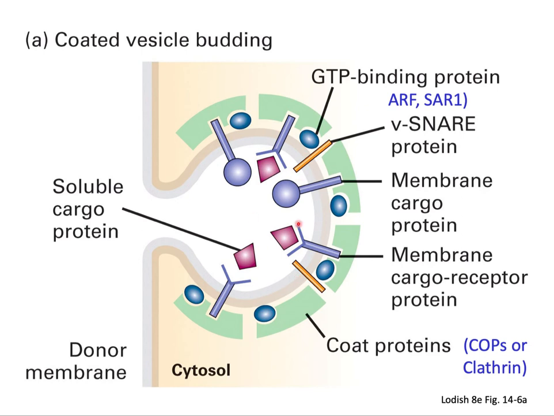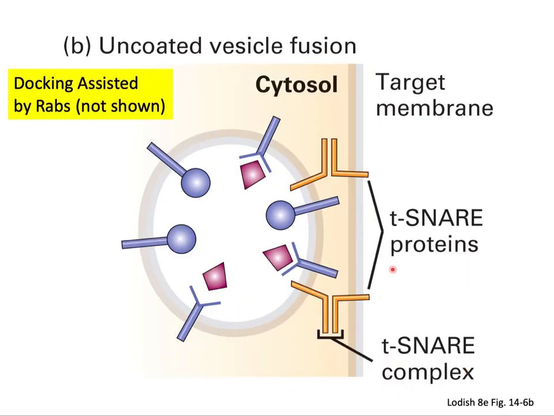As this vesicle is forming, the specific V-snares that will interact with specific T-snares on the appropriate target membrane are also incorporated into the vesicle. So here is what it looks like. Now the vesicle is uncoated and it's getting ready to fuse after reaching its destination, and it is this interaction between the V-snare and the T-snare that confers the specificity of this event. It actually assists in fusion too, as you will see in a minute.